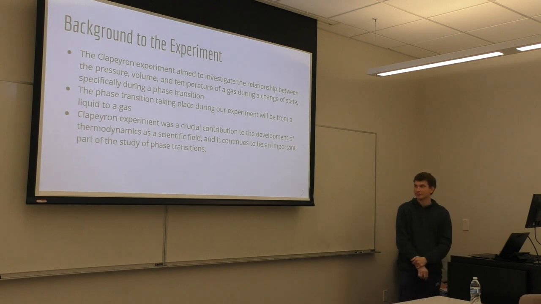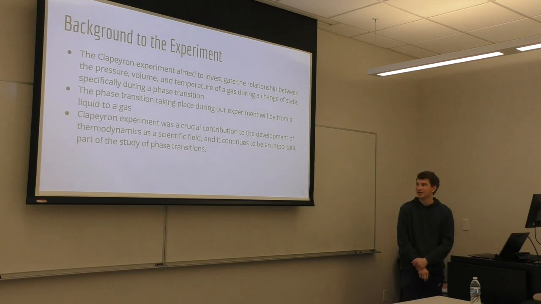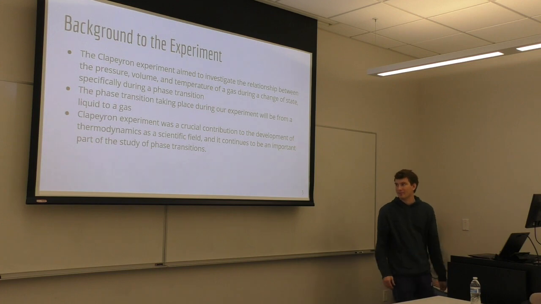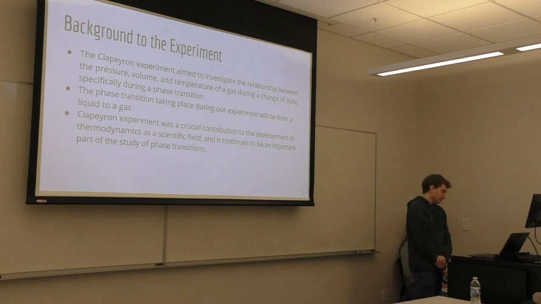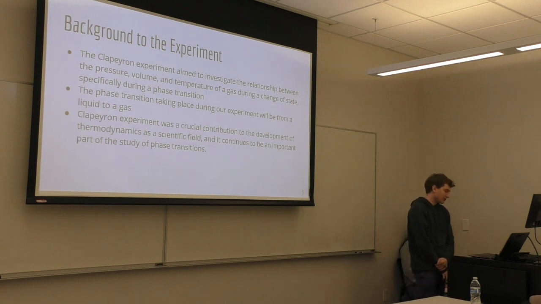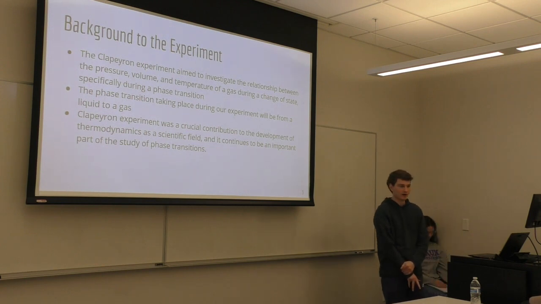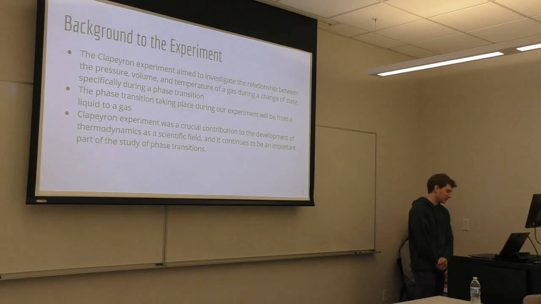So some background to the experiment. The Clapeyron experiment is aimed to investigate the relationship between the pressure, volume, and temperature of a gas during a change of state, specifically during a phase change. The phase change taking place in our experiment will be from a liquid to a liquid-vapor mix. The Clapeyron equation was also a crucial contribution to the development of thermodynamics from a scientific standpoint, and continues to be an important part of the study of phase transitions.